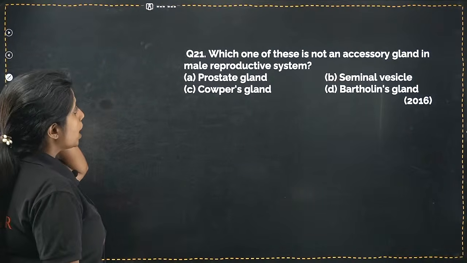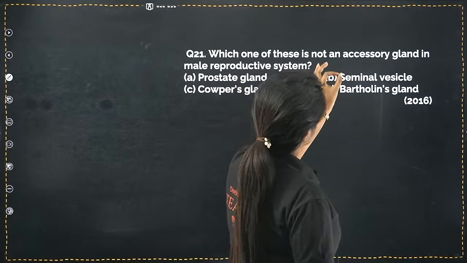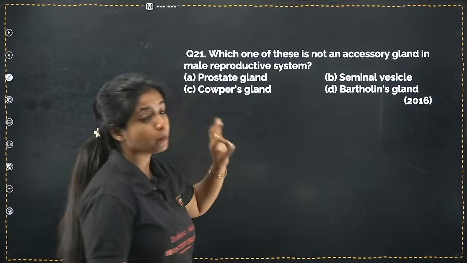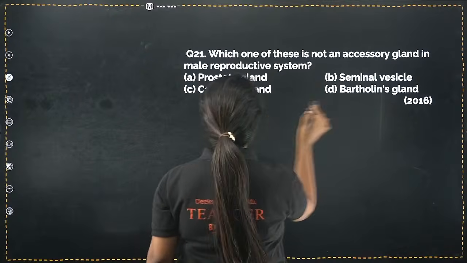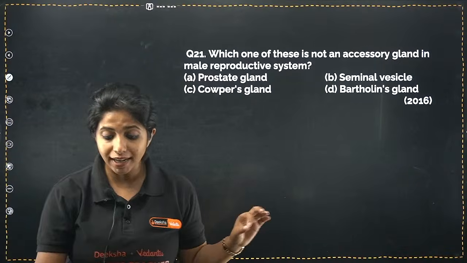Question number 21. Which one of these is not an accessory gland in the male reproductive system? Prostate gland, seminal vesicle, Cowper's gland, or Bartholin's gland? Which one of these is not an accessory gland?